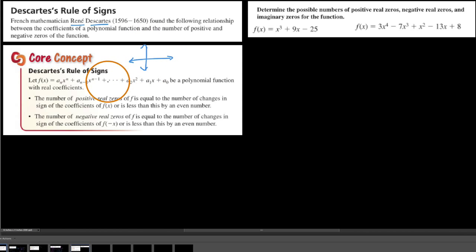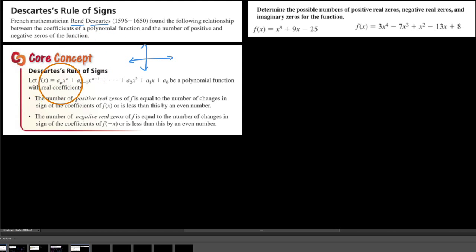But what he did was he noticed that there's a relationship between the coefficients of a polynomial function and the number of possible positive and negative zeros of that function. So however many possible positive or negative zeros is related to the signs of the coefficients. So that's why we call it Descartes' rule of signs. And I'm going to take you through what it says here first before we put it into practice, but it's a pretty easy thing to use.